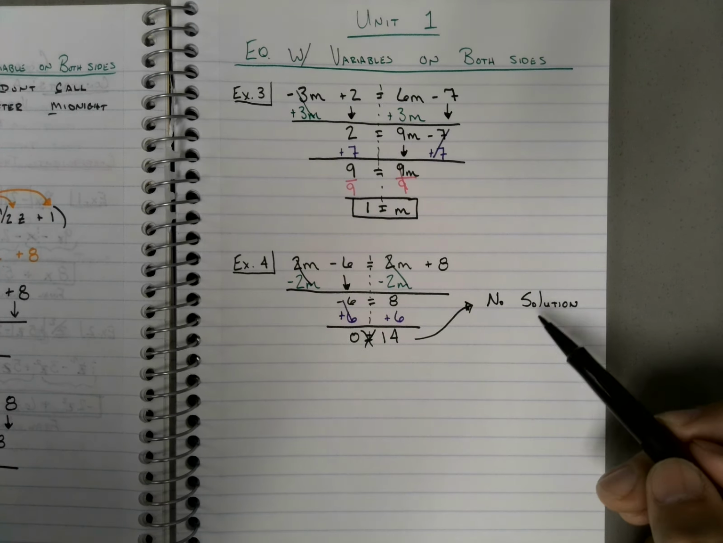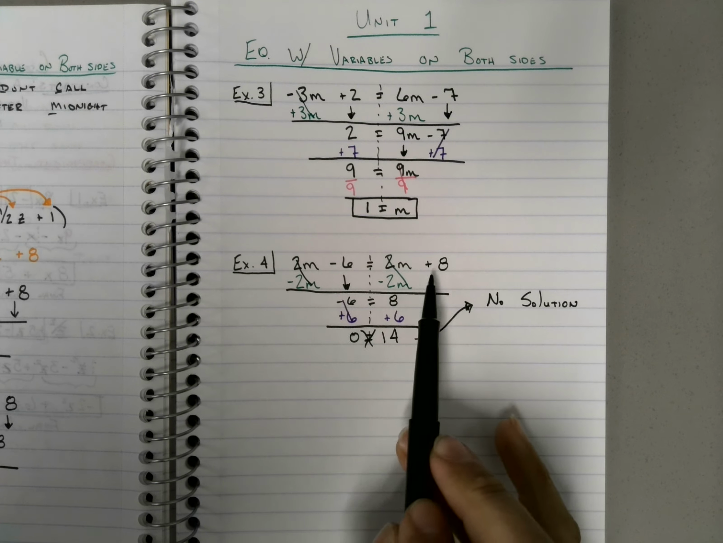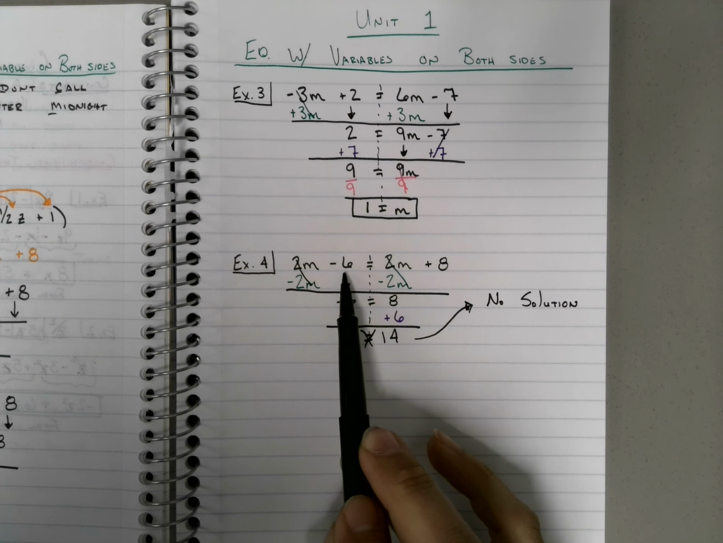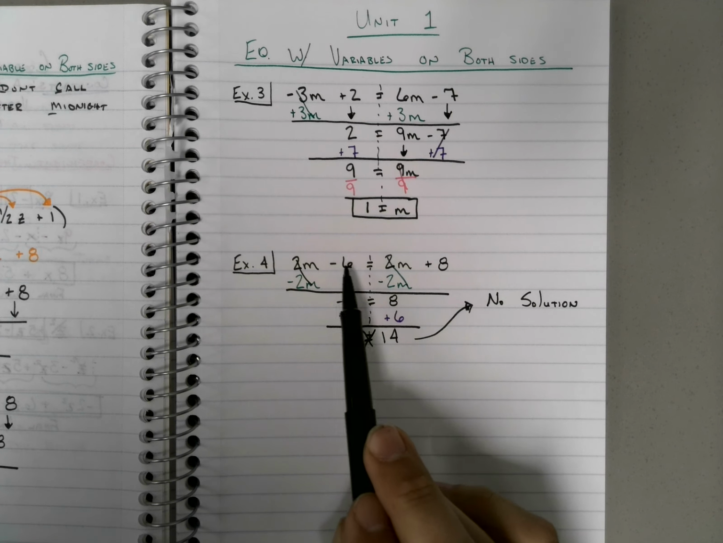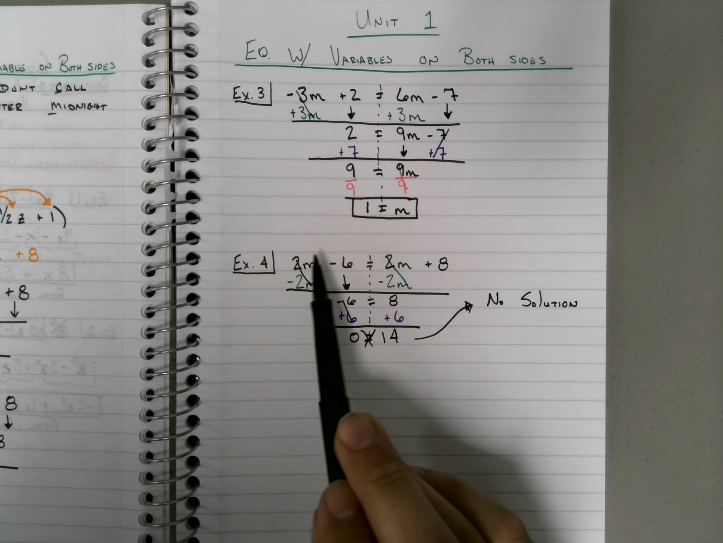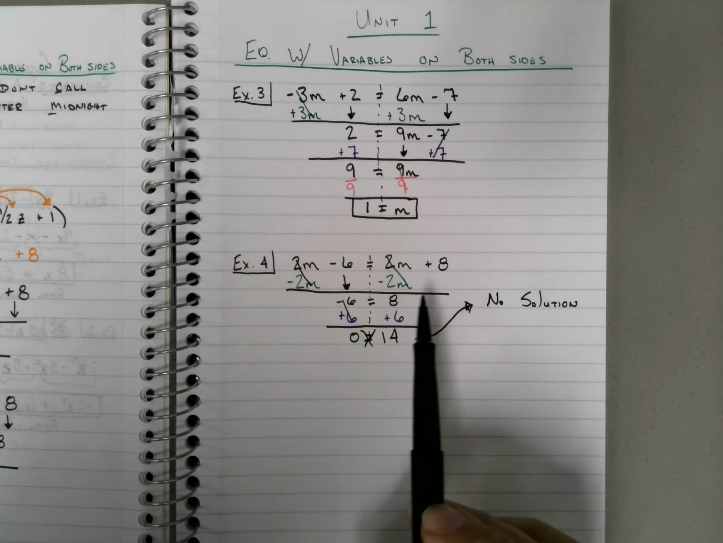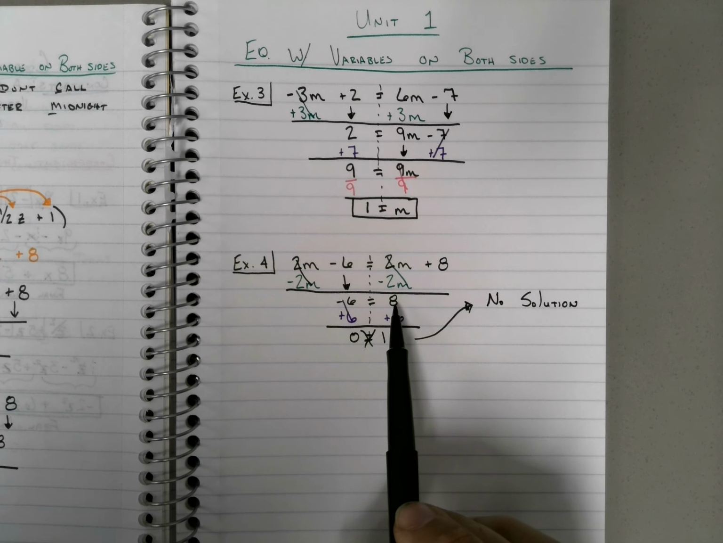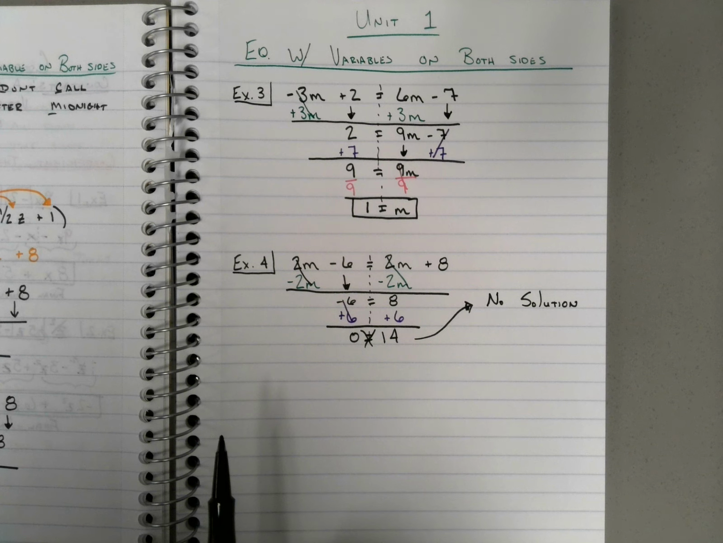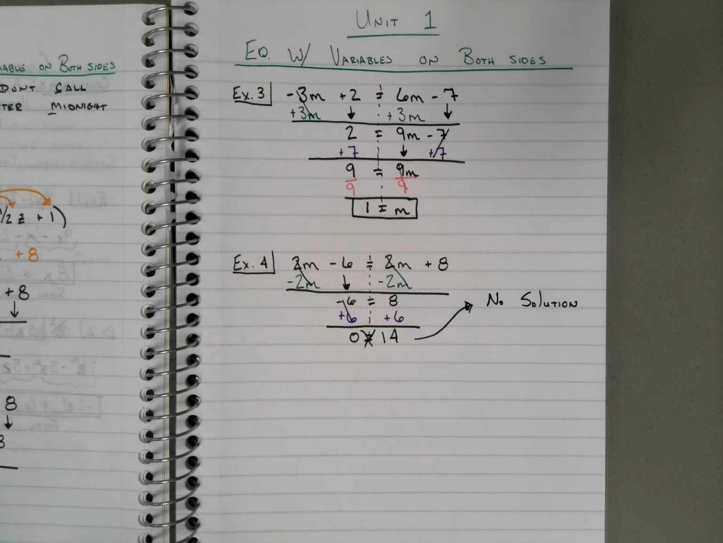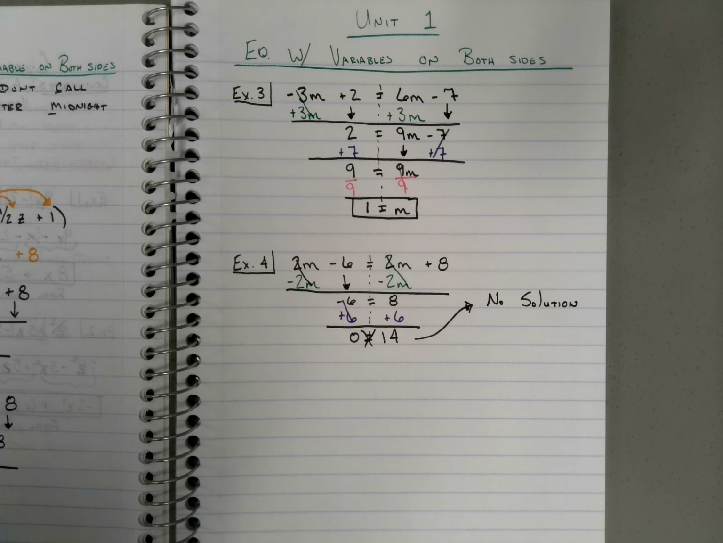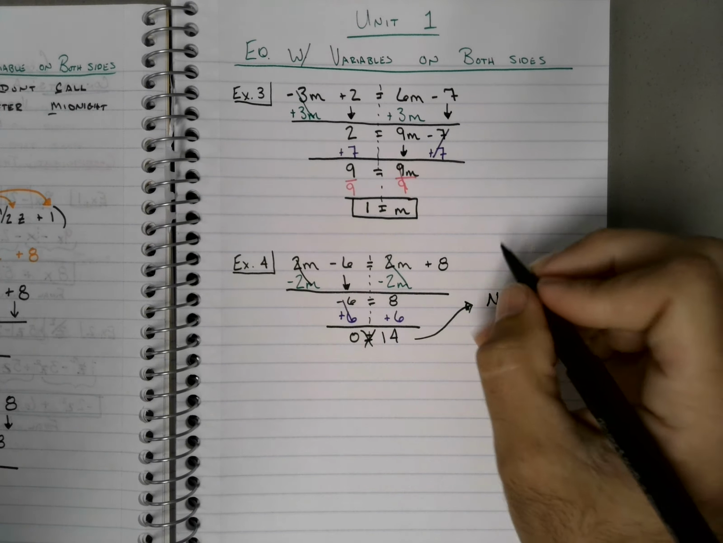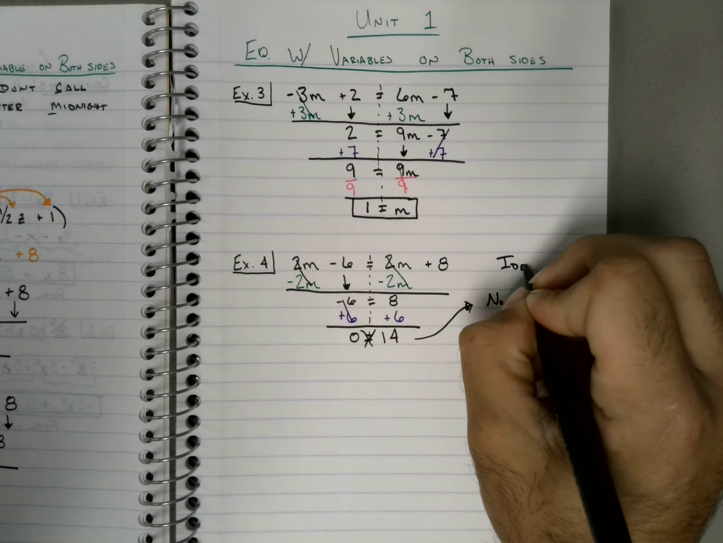Okay. There's a couple ways to see this. If I look at the original problem, 2m minus 6 equals 2m plus 8. They both have a 2m, but their second term is different. That tells me that this has no solution, okay? You could also look here. Negative 6 cannot equal 8. Those are two different numbers, okay? So, no solution. We also had an infinite solution earlier, all right? So, a couple different identities.